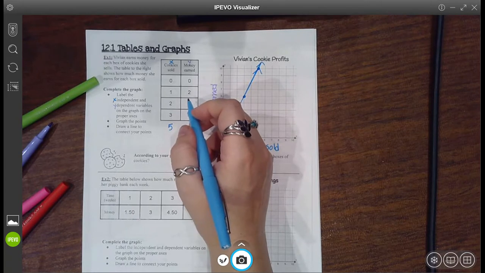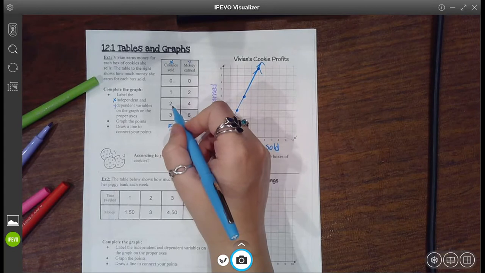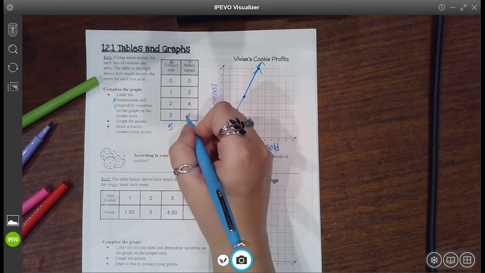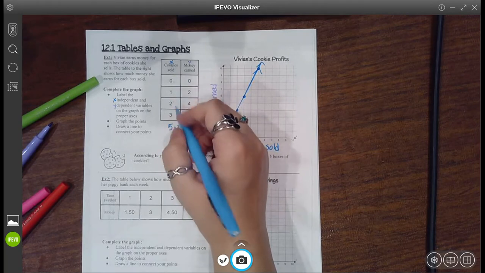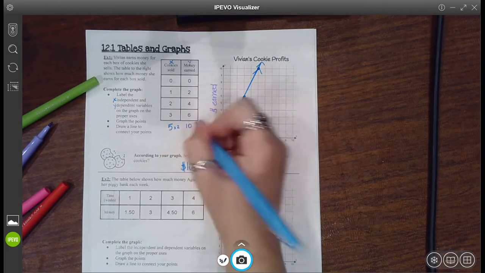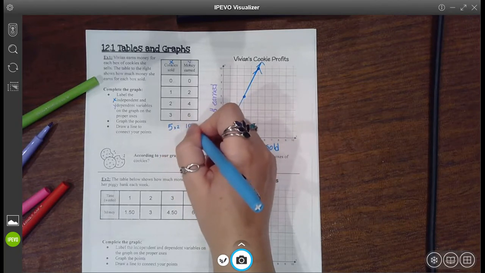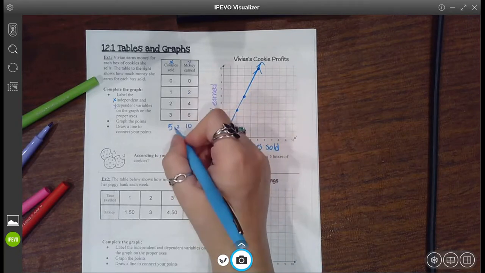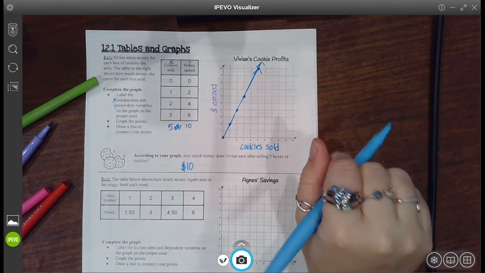So what if I instead multiplied by 2 to get 2? 1 times 2 is 2. 2 times 2 is 4. 3 times 2 is 6. 0 times 2 is 0. Perfect. So the pattern of multiplying your x times 2 gives me my y. So if there was 5 cookies sold, then I will have earned $10. So you could complete your table that way, but if you have a graph, why not just use the graph?